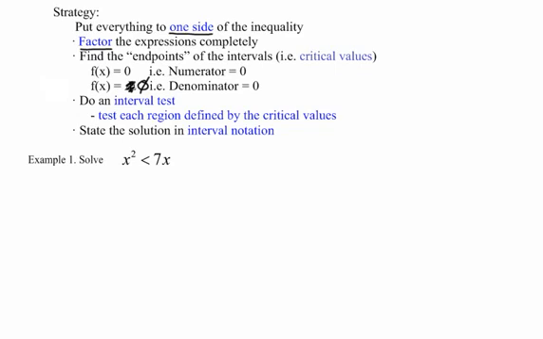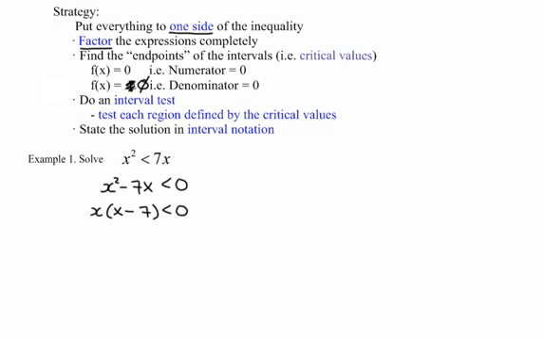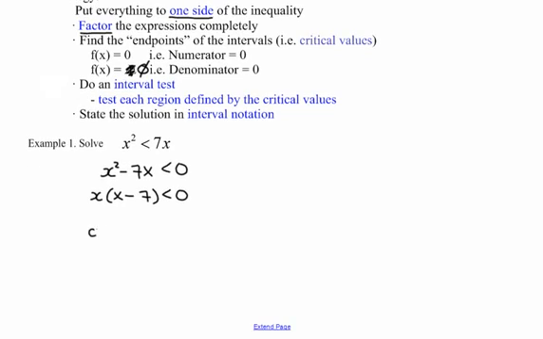So let's look at an example, because there's a lot written there. Here I have x squared is less than or equal to 7x. We want to bring everything to one side of the inequality, so I'm going to subtract 7x from both sides. Now that one side is 0, we're going to factor. Factoring out x, we can now see our two critical values. What would make this function equal to 0? Our critical values are when x is equal to 0 and 7. They're basically the x-intercepts.